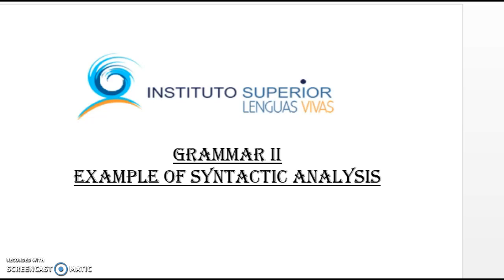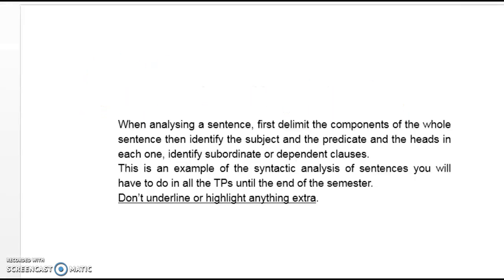This is Grammar 2 and I'm going to give you an example of syntactic analysis and the way that you have to do it. First of all, when analyzing a sentence, first delimit the components of a whole sentence. Then identify the subject and the predicate and the heads in each one. Identify any subordinate or dependent clauses that you have. This is an example of the syntactic analysis of sentences, and you will have to do it in all the TPs until the end of the semester. Please don't underline or highlight anything extra.